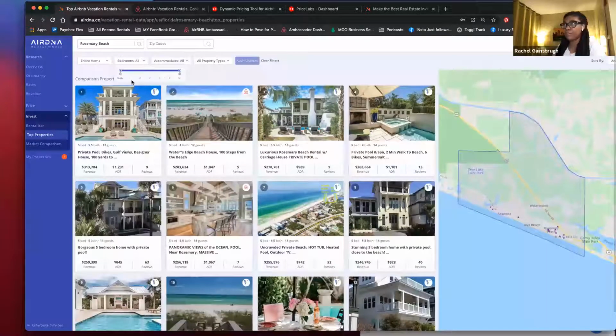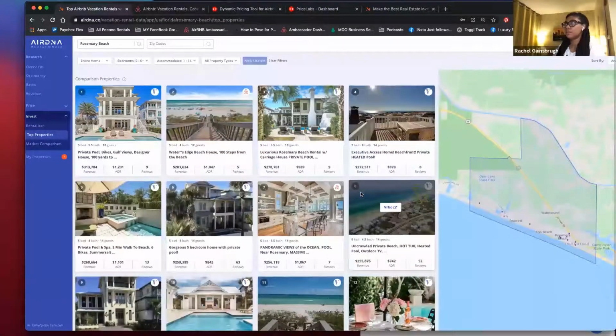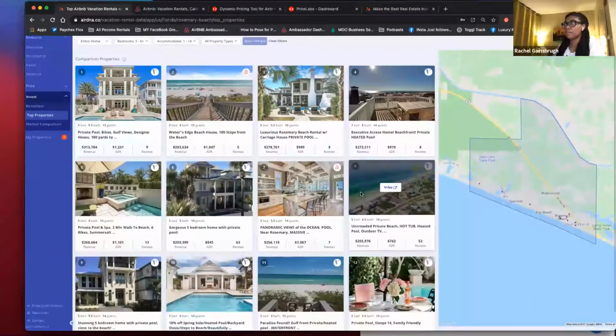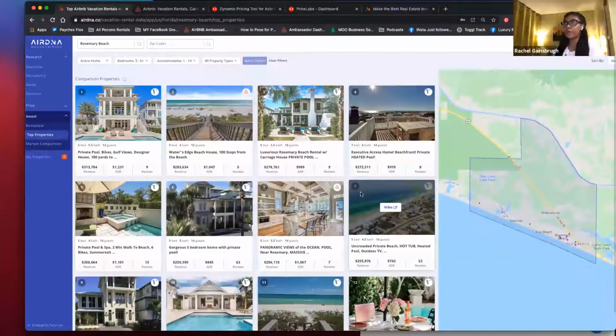Okay, so if I filter it down and I go 5 bedrooms or more, it's all of that. Okay, so still similar. The top properties are still similar. So I want to pause right here and see if there are any questions right now.